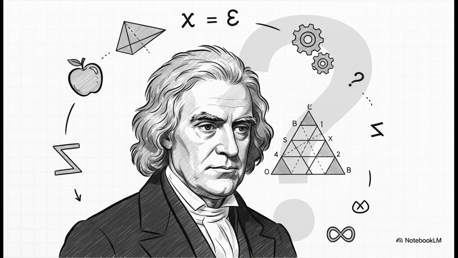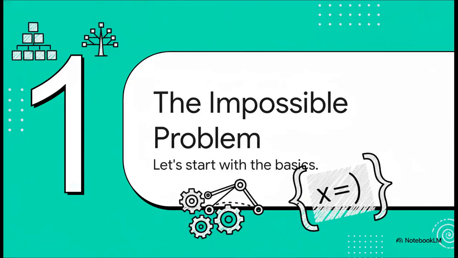It was discovered by Isaac Newton, and it's called the Binomial Theorem. It reveals a stunning hidden pattern in numbers. Today, we're going to see exactly how this magic works. All right, so let's dive right in.